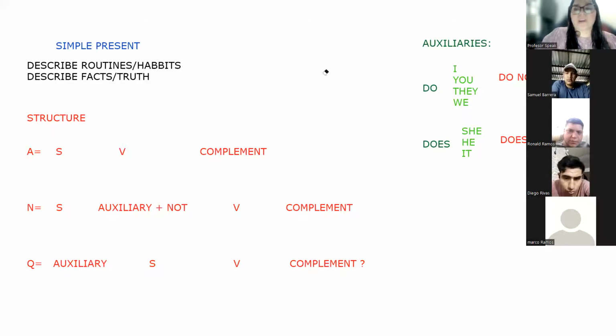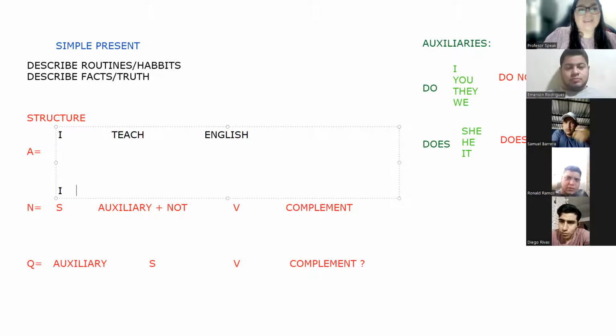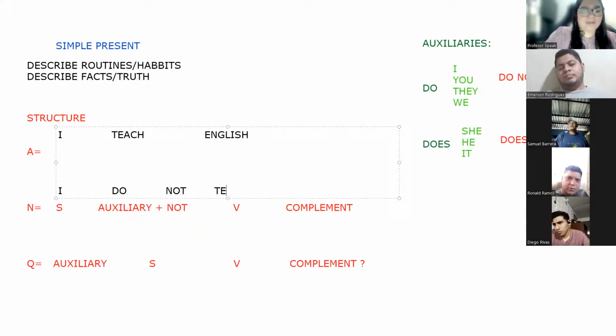I do not. Give me 1 second. Emerson, you were saying? I do not teach English. Exactly. I do not. Is that the negative, right? The auxiliary, what is the auxiliary? Do, because I'm going to use do, right? I do plus not, I do not, the verb, teach, and the complement, English.